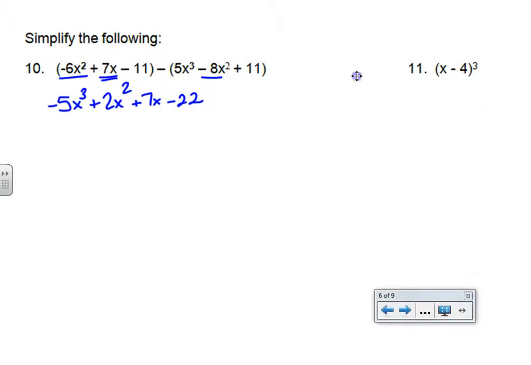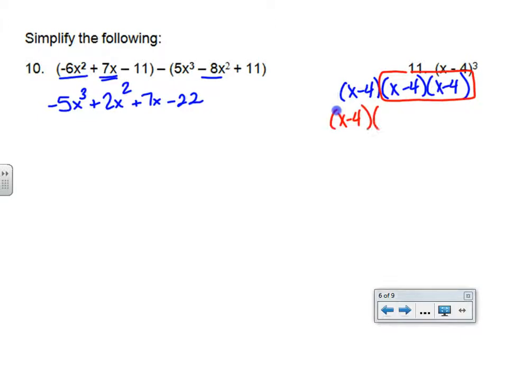Next problem is deceptive because it looks very easy, and it's not that bad, but it is time consuming. We're going to expand this, realizing that he has 3 of these guys multiplied together. So you are going to multiply the last 2 together first, and when you FOIL that out, you get x squared, negative 4x plus another negative 4x is negative 8x, plus 16. And now we're going to distribute the x into everybody. And you get x to the third minus 8x squared plus 16x. And we're going to do the same thing with the careful negative 4.